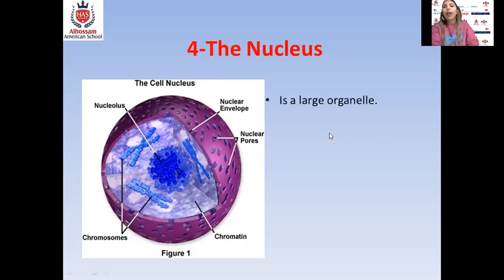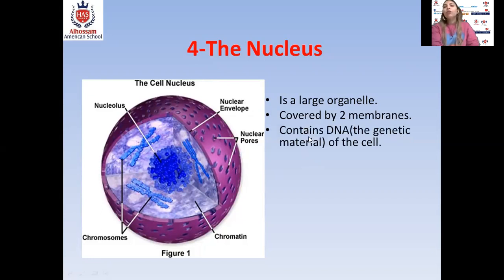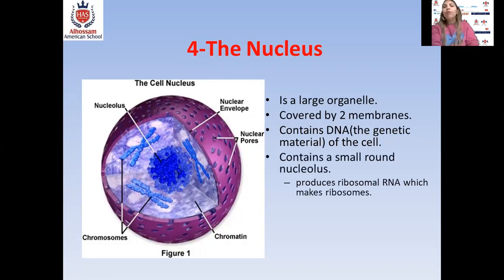What we should know about the nucleus is that it is a large organelle inside the cell, covered by 2 membranes, and it contains DNA, the genetic material of the cell. As we said before, the DNA is found in a specific organelle called the nucleus. And it contains a small round nucleolus.